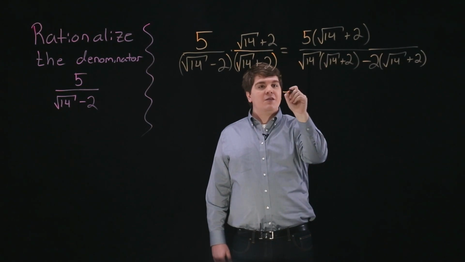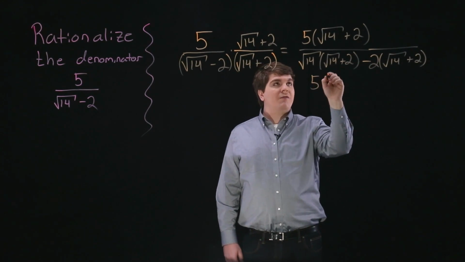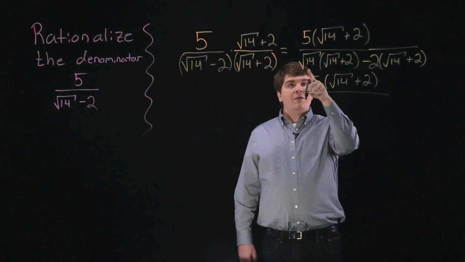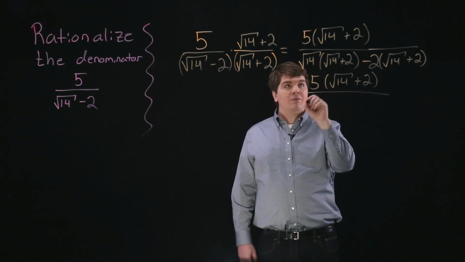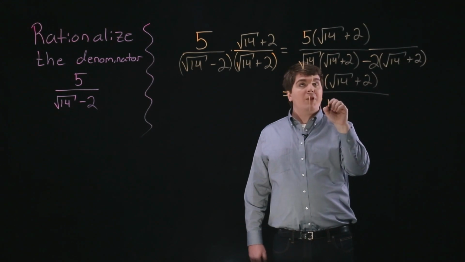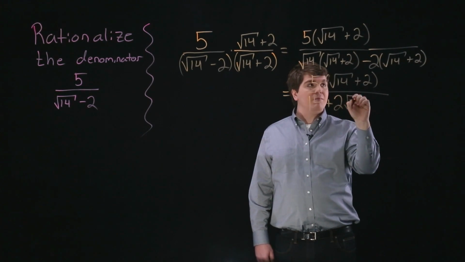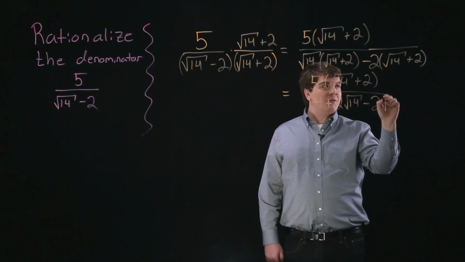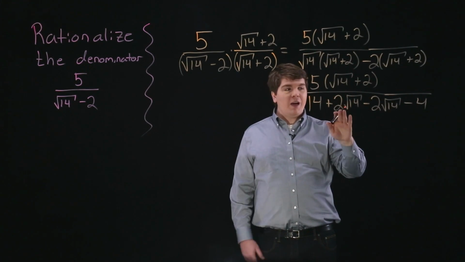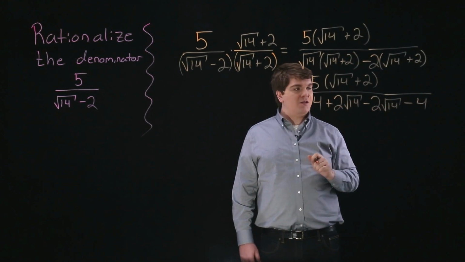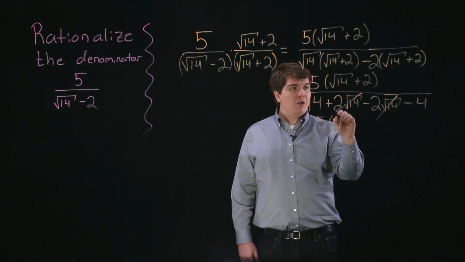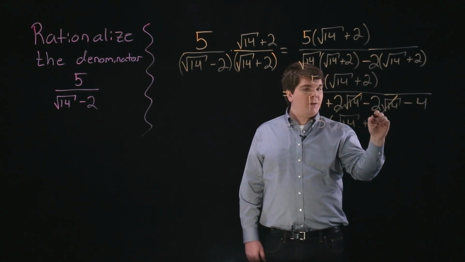Well, this denominator is going to simplify, leaving us with 5 times the square root of 14 plus 2 in the numerator, and in the denominator, the square root of 14 times the square root of 14 is 14, plus 2 times the square root of 14, minus 2 times the square root of 14, minus 4. So what we notice is we have a plus 2 square root of 14 minus a 2 square root of 14. These will cancel, leaving us with 5 times the square root of 14 plus 2 divided by 10.